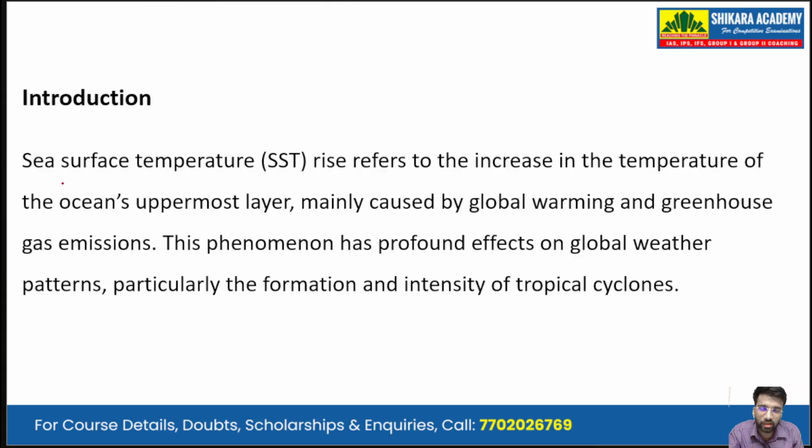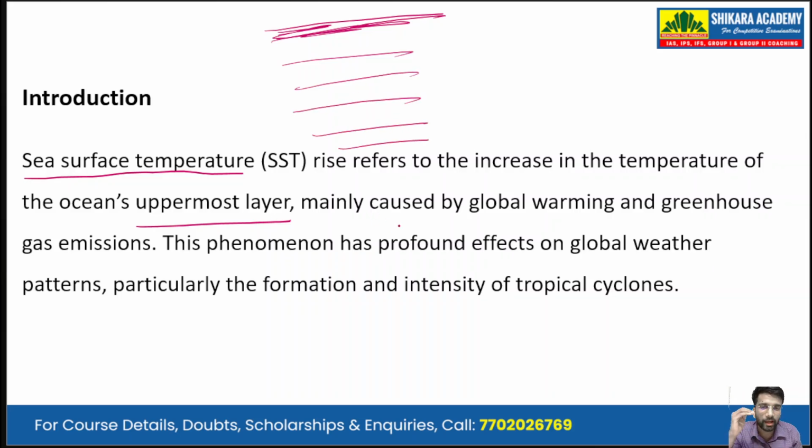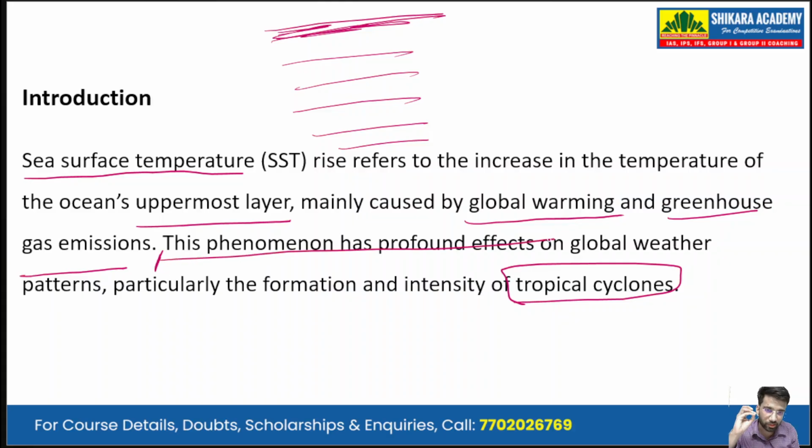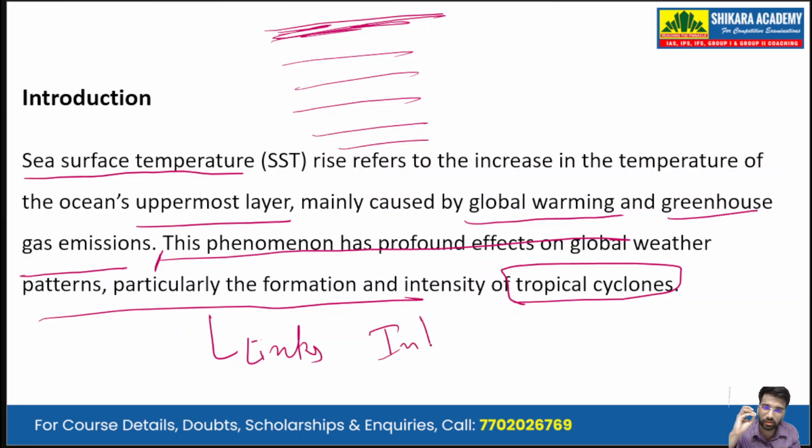Now, starting our introduction, we write sea surface temperature rise refers to an increase in the temperature of the ocean's uppermost layer. So this is the ocean, and this is the uppermost layer of the ocean, and this is the entire depth of the ocean. And it is mainly caused by global warming and greenhouse gas emissions. So this is our introductory line. Now we'll link it with the body. This phenomenon has profound effect on global weather patterns, particularly the formation and intensity of tropical cyclones. So this is our line that links intro and body.